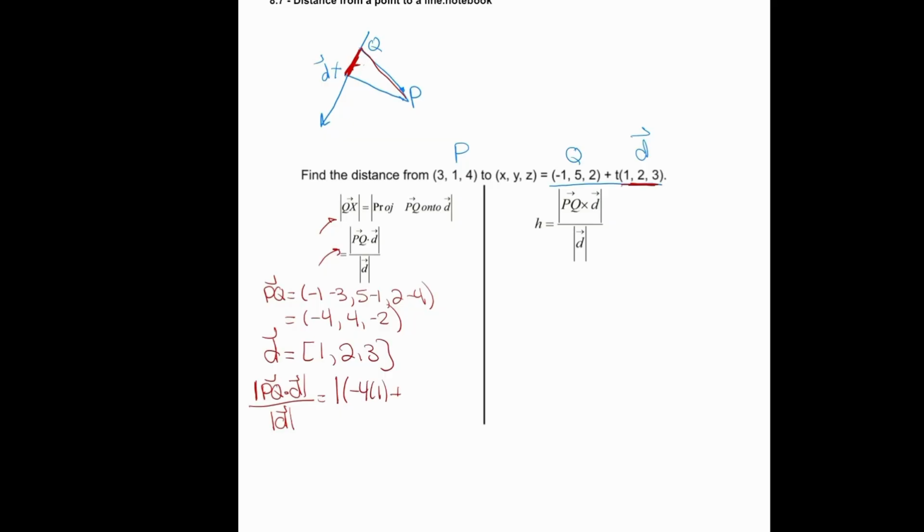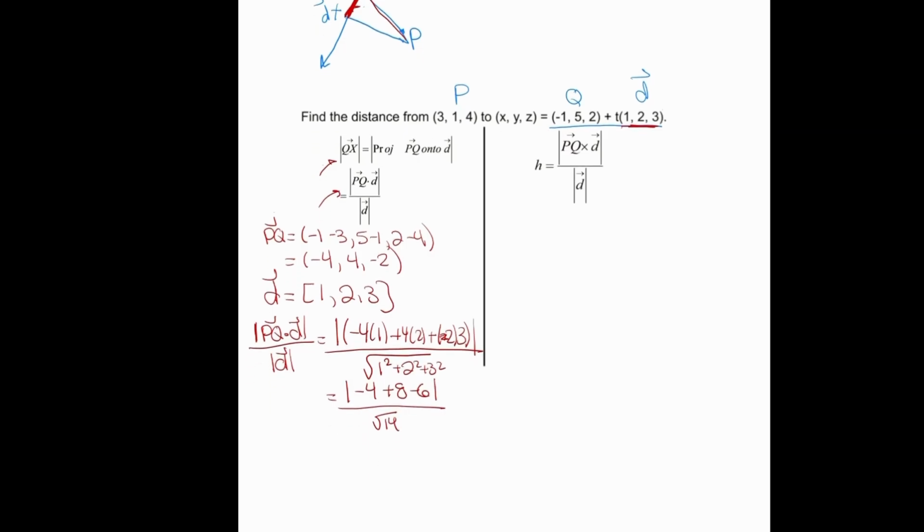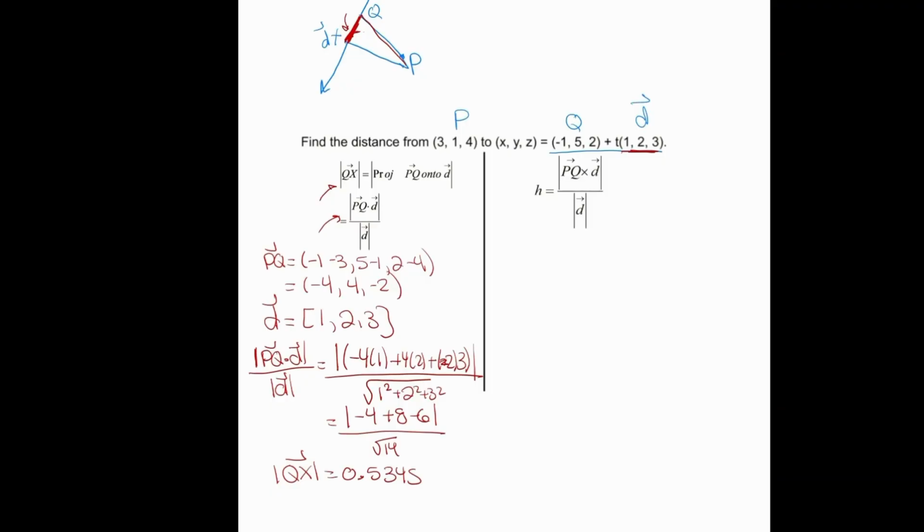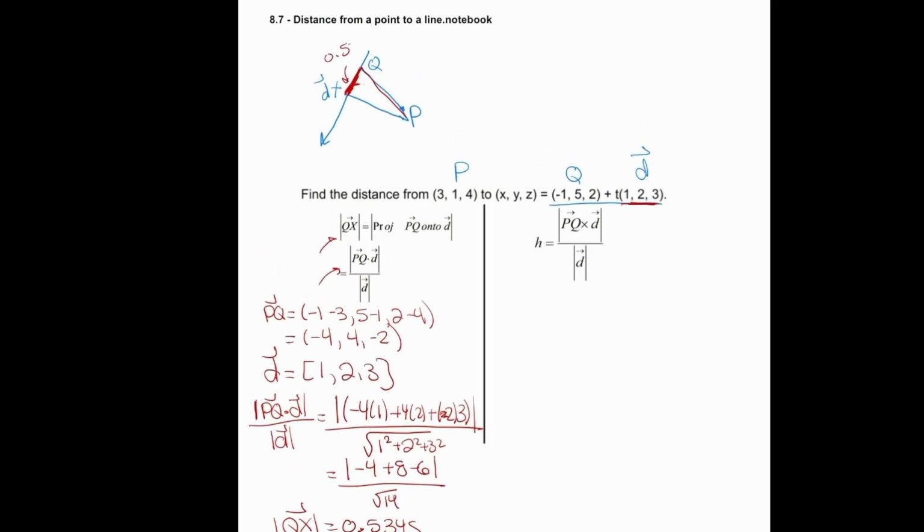and that's going to give me -4 times 1 plus 4 times 2 plus -2 times 3, making sure I've got all my brackets, all over the root of the magnitude of my direction vector, which is the sum of the squares square rooted. So 1 squared plus 2 squared plus 3 squared. That gives me -4 plus 8 minus 6 all over root 14. So this tells me that the length of that line segment QX is 0.5345, and I'm going to hold on to a few decimal places. So QX is equal to 0.5345.